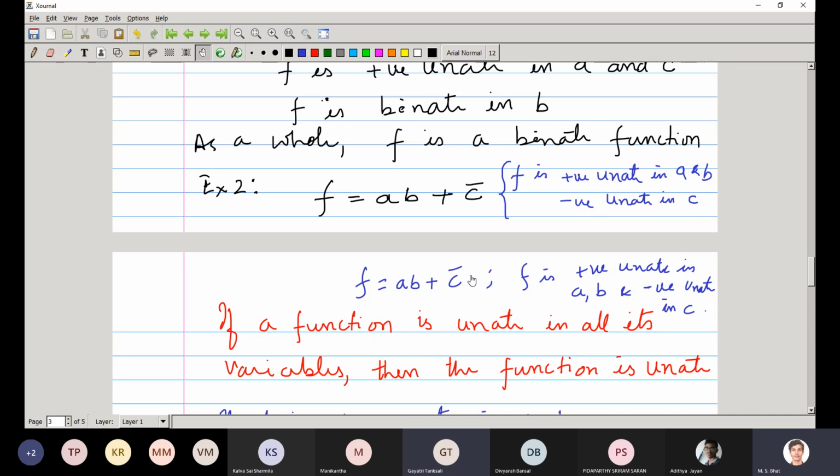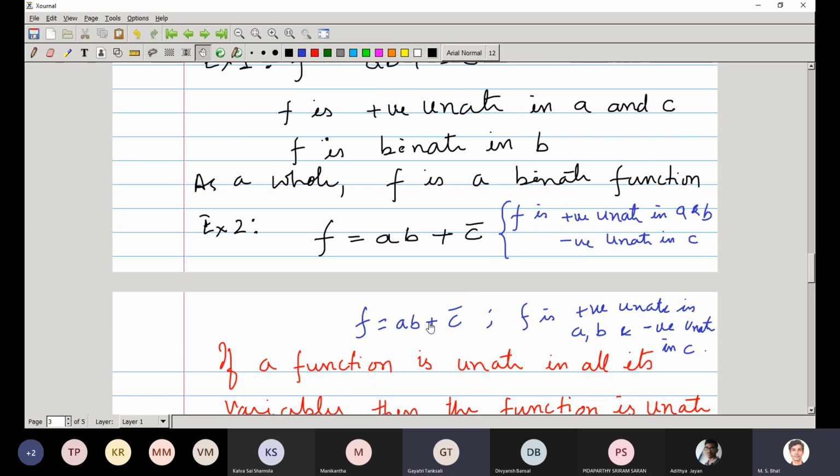Both of them, otherwise it still remains. Suppose c is 1, so c bar is 0, and b is also 1. Let us say b is 1, c is 1. So this is 0, b is 1, and a changes from 0 to 1.